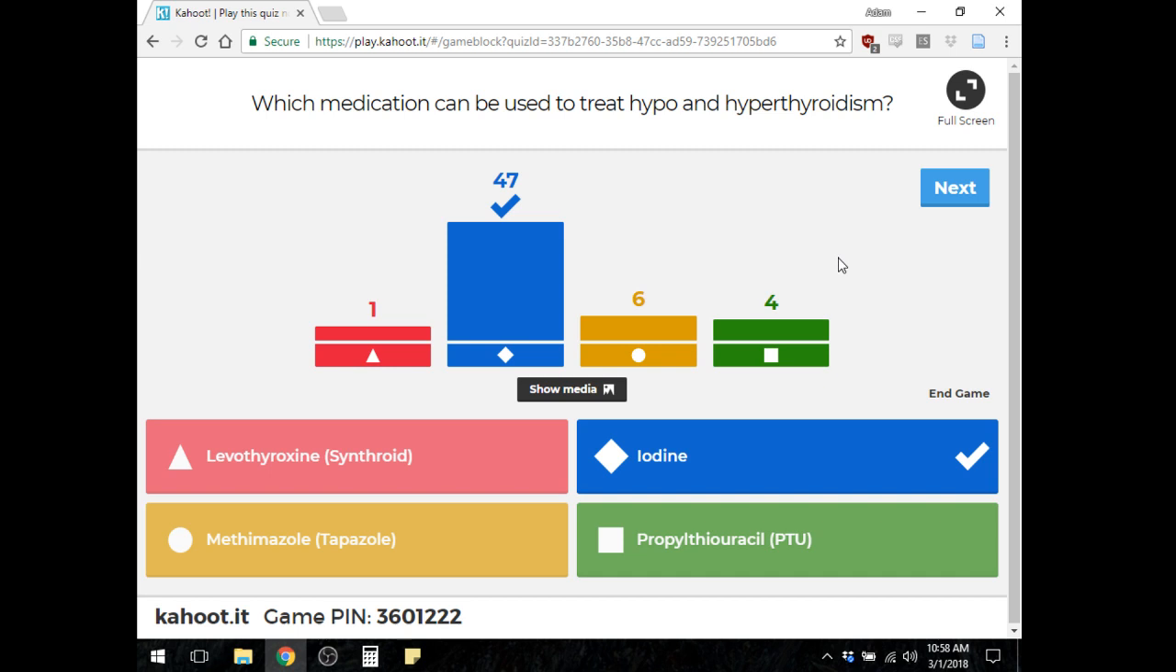T4, right? It's T4. So is that the more active form? No, T3 is the more active form, right? So it takes time to get converted over. But that is going to be used for hypothyroidism.